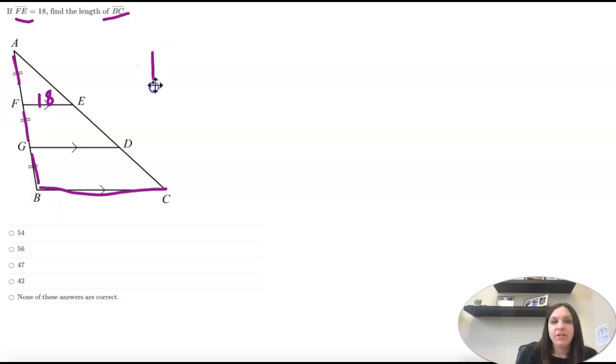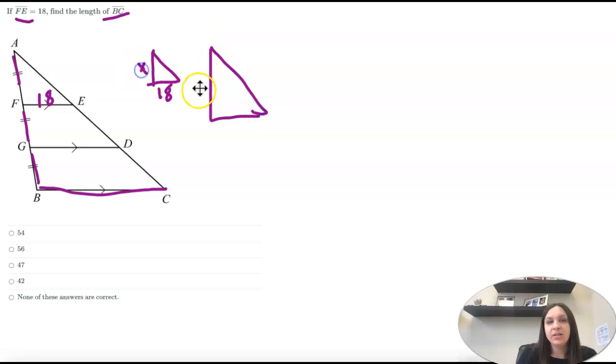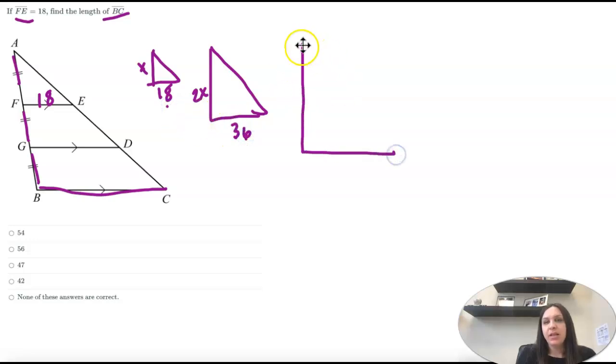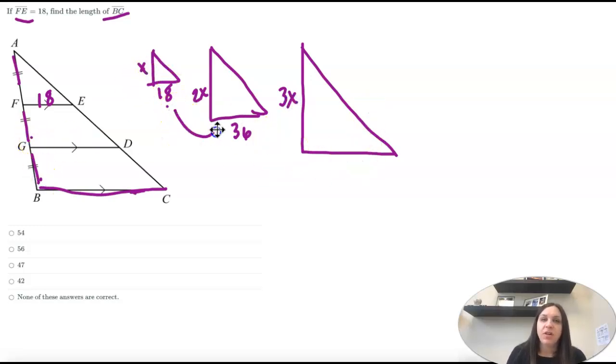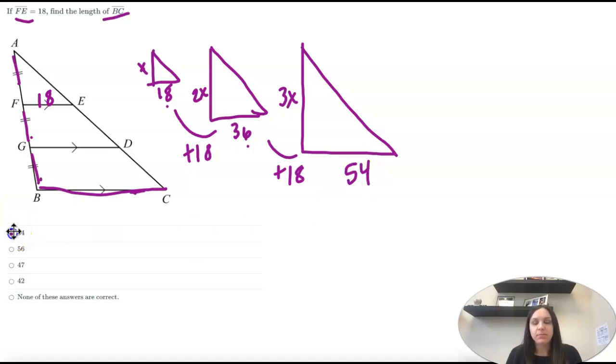So what we have is a small triangle where the bottom is 18, and this length doubles. So say this is x, this is 2x. So 18 plus 18 would be 36. And then the bigger triangle with BC on the bottom, that's what we're trying to find. This would be 3, because these are the same length. And so we would just follow that pattern. We would add 18 again. So 36 plus 18, this would be 54.